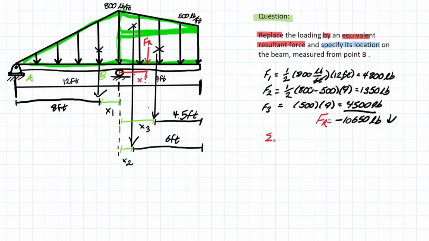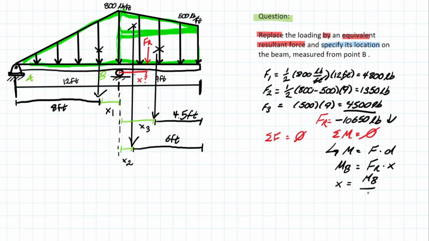Well, remember we have summation of forces is equal to 0. But we also have the summation of moments is equal to 0. So what does that translate into? We have moment is equal to force times distance. But in our case, if we took the moment at B, it would be equal to the force of the resultant times distance x. Why? Because we know this is the summation of all forces, so distance x from that point B will cancel out the moment. So if we isolate for x, we can actually solve this problem. So what are we looking for? We're looking for the moment at B divided by FR.